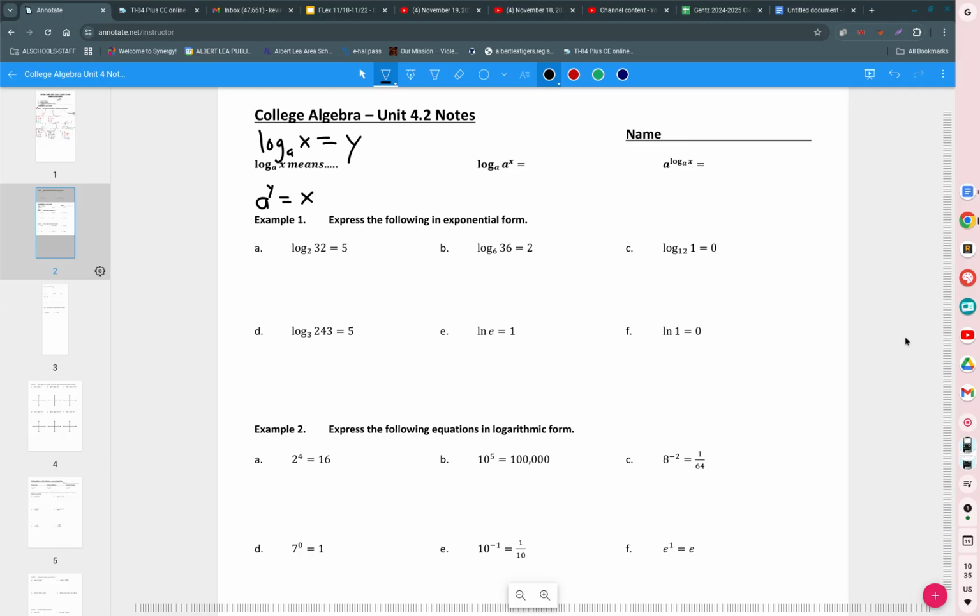That's what it means. So, if you see log base 2 of 32 is equal to 5, and by the way, it's not log to the second, it's not log times 2, it's log base 2 of 32 is equal to 5. That means that base 2 to the 5th power is equal to 32.